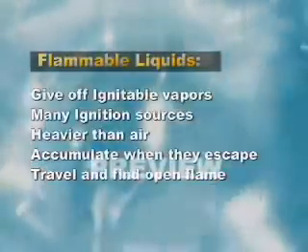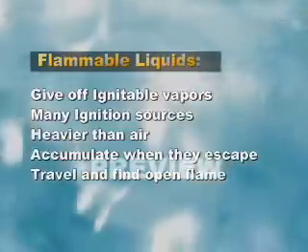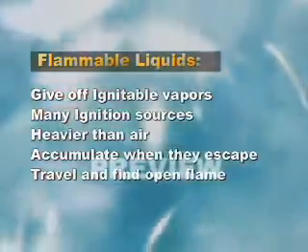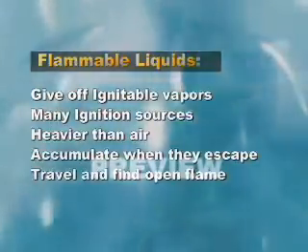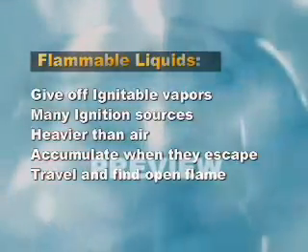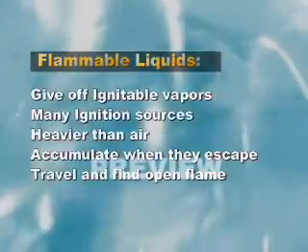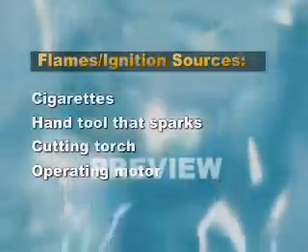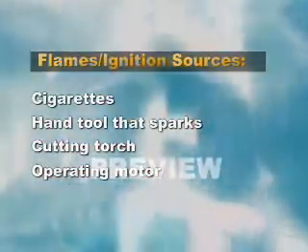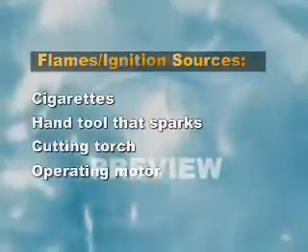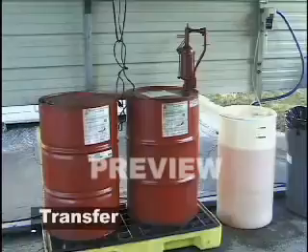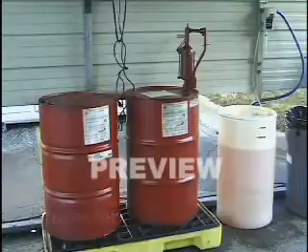Flammable liquids give off ignitable vapors, and there are many ignition sources. Also, nearly all flammable liquid vapors are heavier than air and will accumulate when they escape. They are dangerous at that point, but when they accumulate sufficiently, they travel and eventually find open flame. These flames, or ignition sources, might be cigarettes, a hand tool that sparks, a cutting torch, or an operating motor. Transfer of flammable liquids refers to their removal from storage to the places where they will be used.